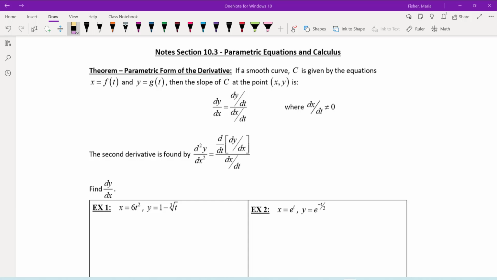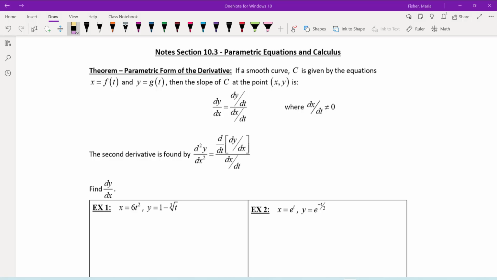Section 10.3 is parametric equations in calculus. In this section, we're going to look at finding the derivative of parametric equations. We're also going to look at finding the equation of a tangent line to a parametric equation, look at where parametric equations have horizontal tangents and vertical tangents, and then we're going to end with looking at arc length and surface area of revolution for parametric equations.